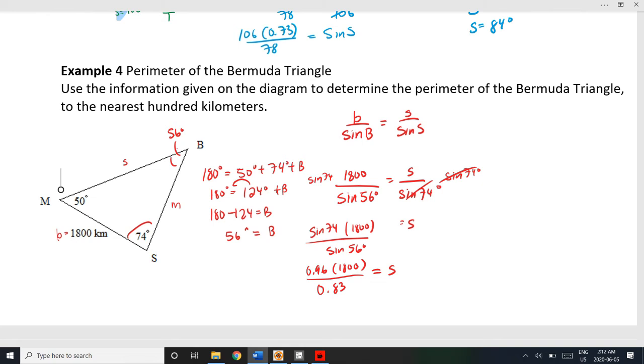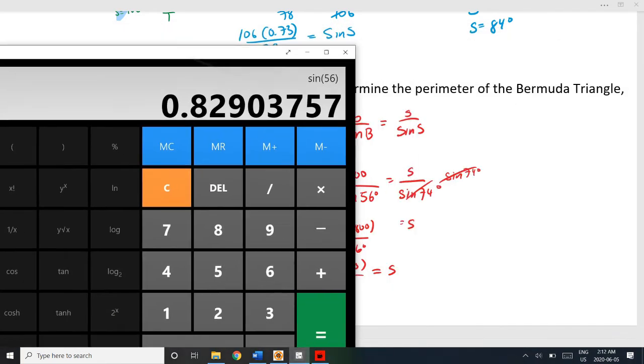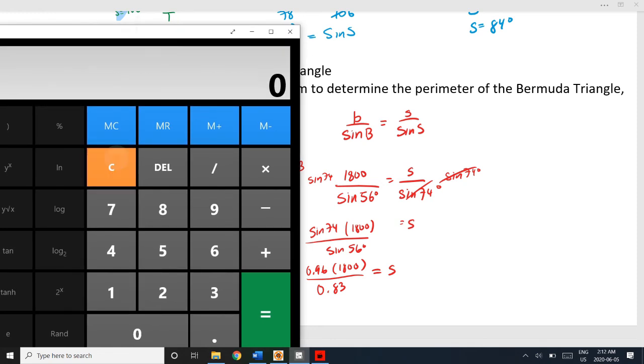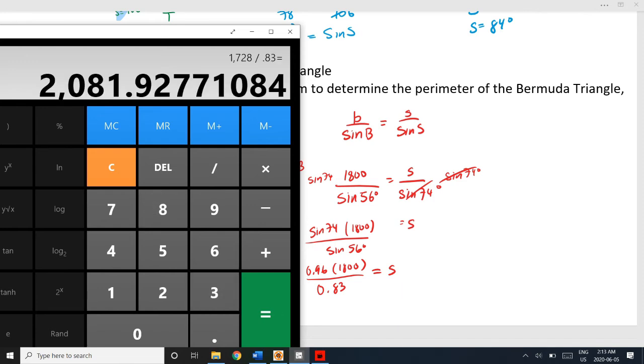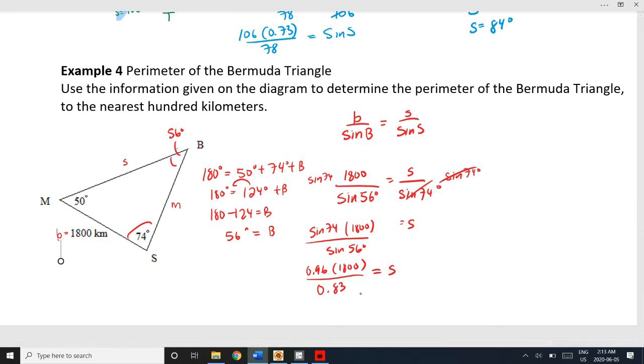Okay, so to solve for what side S is, we just have to solve for what this is here. So 0.96 times 1800 divided by 0.83. So let's just do that in our calculator. Okay, so let's clear this. So we have 0.96 times 1800 equals this divided by 0.83, which is equal to 2081. So S is equal to 2081. But the question says to determine to the nearest 100 kilometers. We're going to round this up to the nearest 100 kilometers. So this is going to round up to 2,100. So S is going to be 2,100 kilometers.